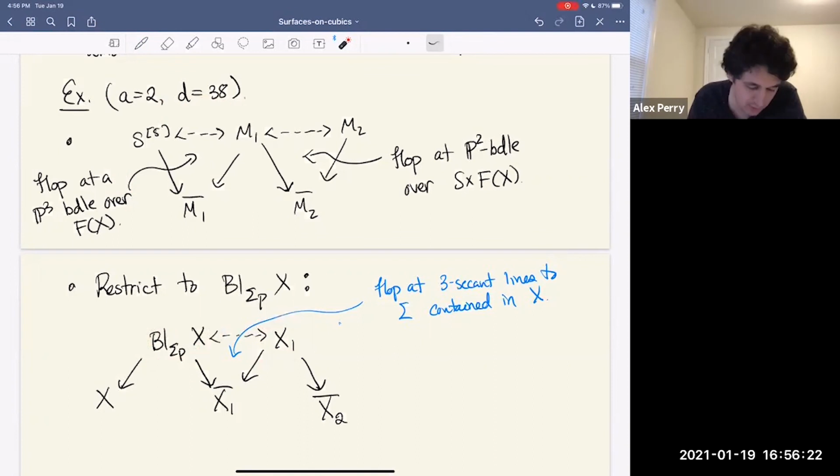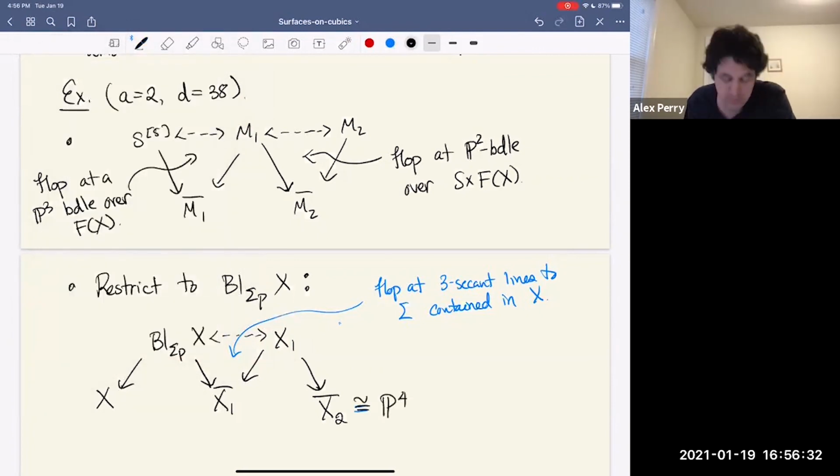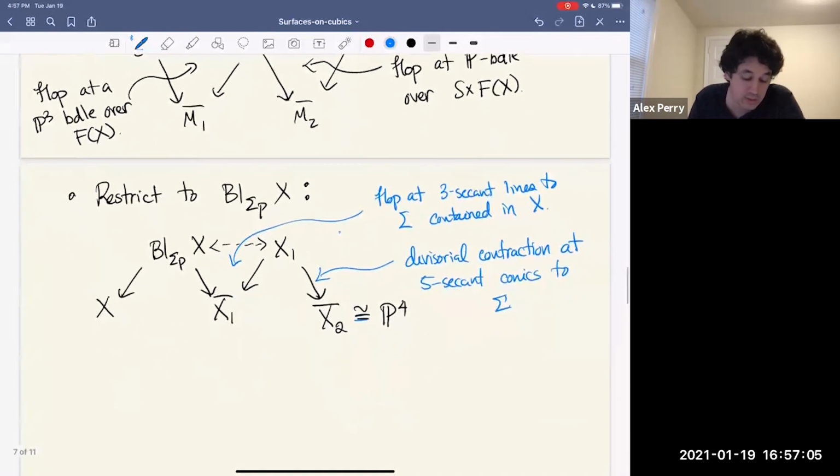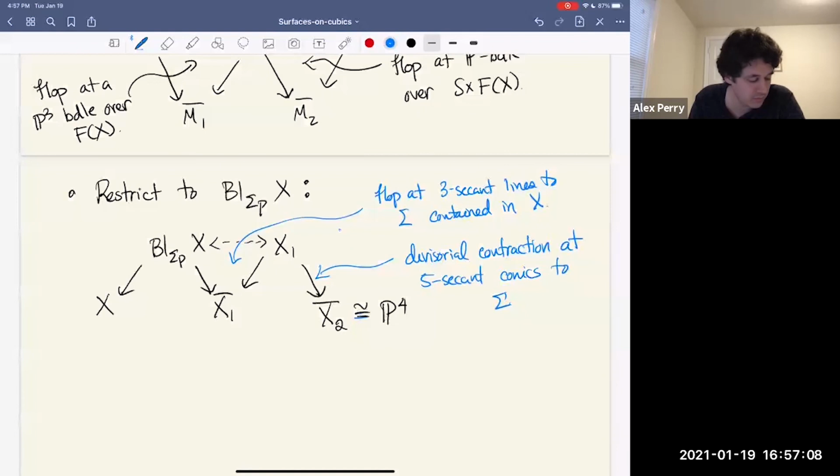And then what happens in the second step is that this X2, the base, let me make it black again. This base, it turns out, is actually isomorphic to P4. And this map here is a divisorial contraction at the 5 secant conics to sigma. So you look at the locus of conics contained in this X which are 5 secant to our surface sigma, and this map is contracting those. And it turns out the base is P4. And so this is in particular giving us an explicit birational isomorphism of X with P4.